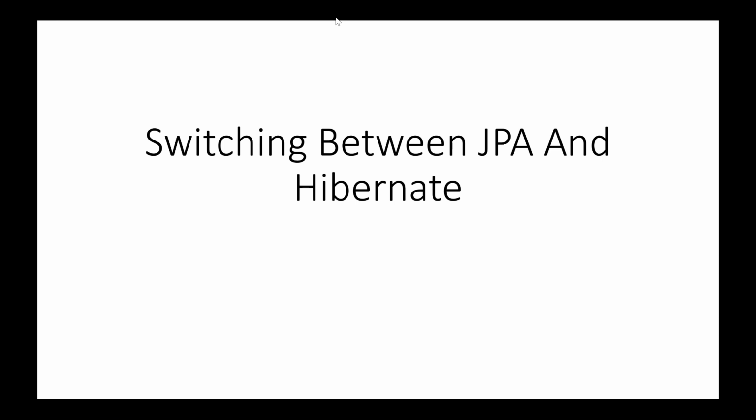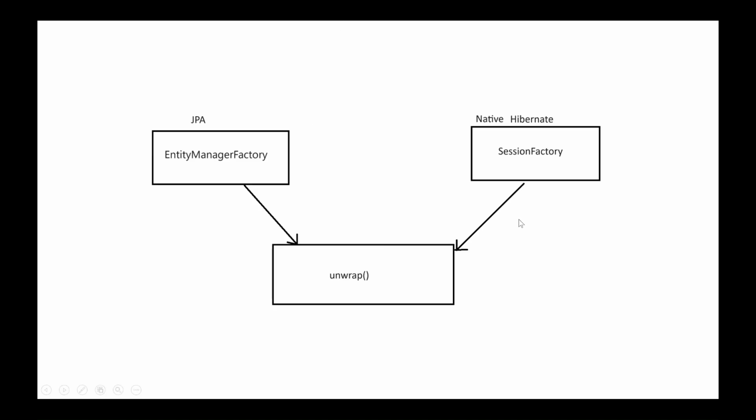For now, we have to understand that JPA means Entity Manager Factory. From there, we are accessing all the APIs provided by JPA, and Session Factory is provided by Hibernate, and all the native APIs present in Hibernate we can access through Session Factory. So you can see the diagram here. Here we have Entity Manager Factory, and this side we have Session Factory.